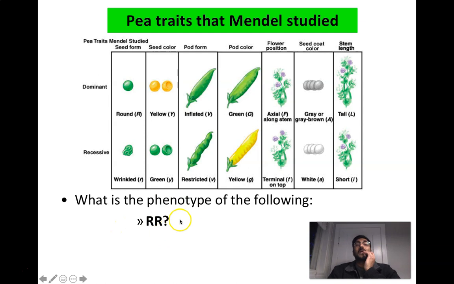What's the phenotype, so the physical characteristic, of the following? So big R, big R. I've got to find, okay, big R, round. So the phenotype is going to be round for this guy because as long as he's got one big letter, he's going to have the round dominant trait. There's no little r, that would be wrinkled. Big R, big R, homozygous dominant, or heterozygous, big R, little r, will still be round.